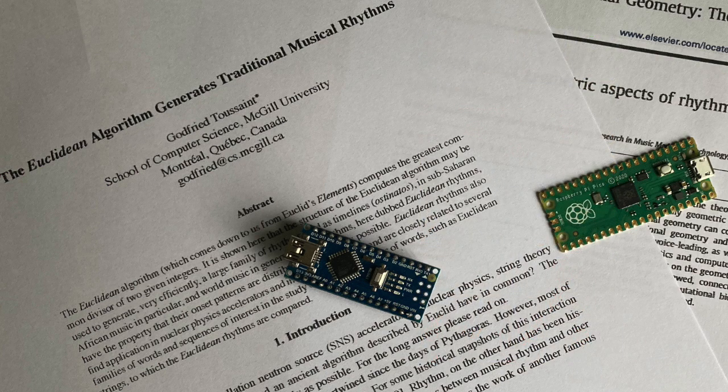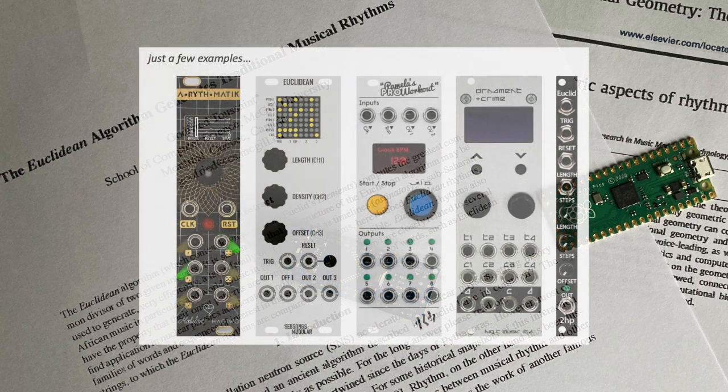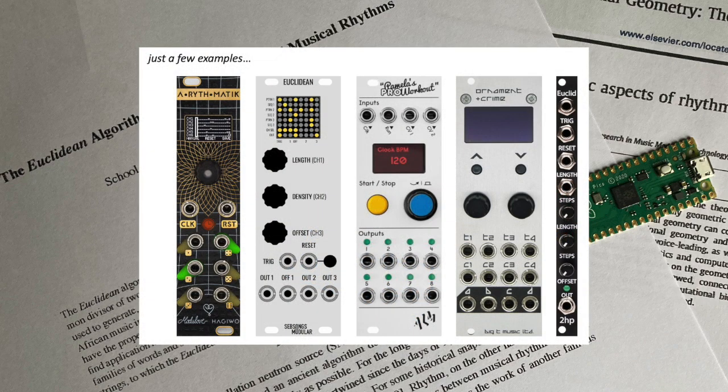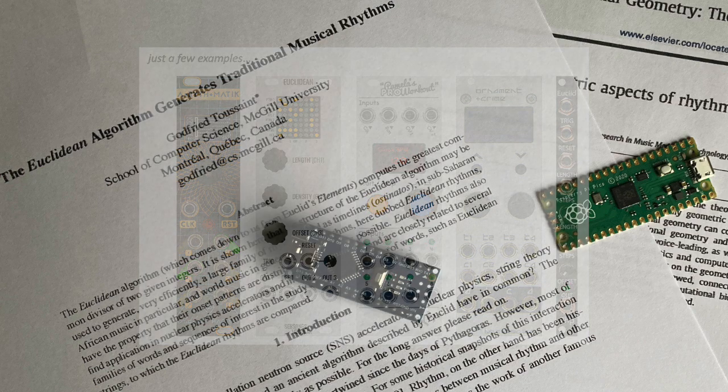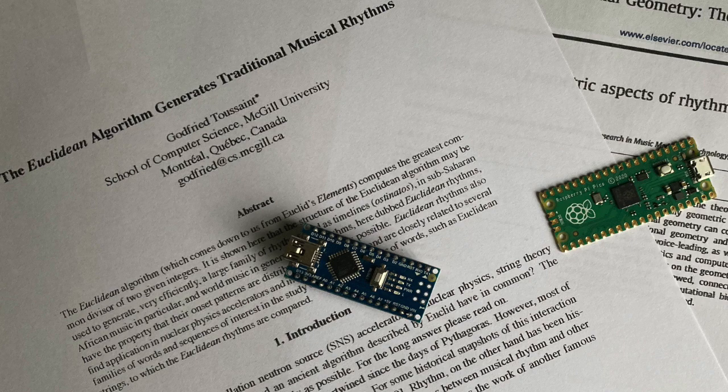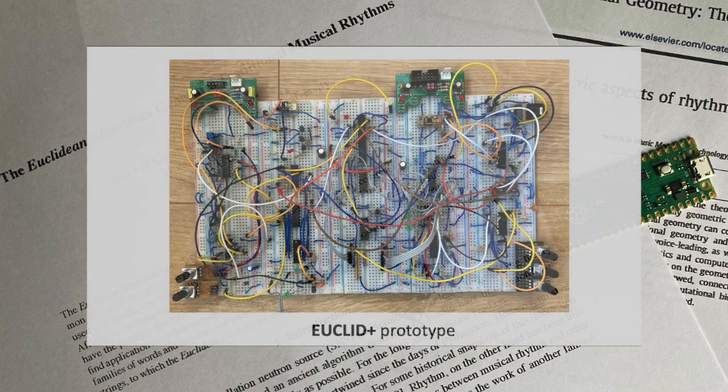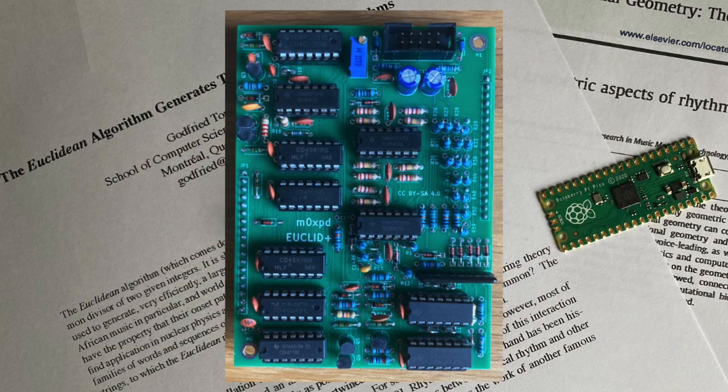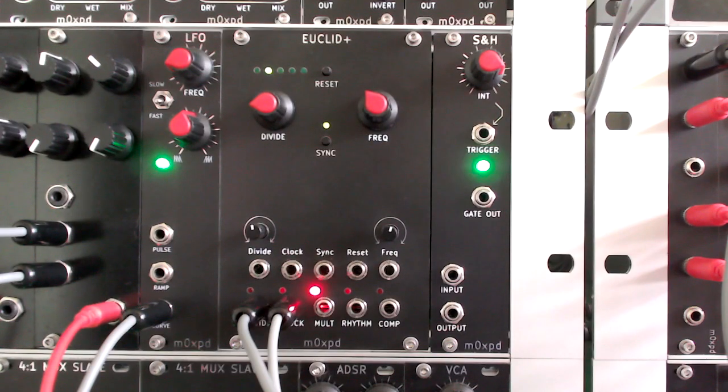Those and all other instances of the generation of Euclidean rhythms of which I'm aware are the result of algorithms running on microcontrollers. But Euclid Plus is different. It's just an electronic hardware circuit, and that gives it some interesting properties, which we'll look at now.